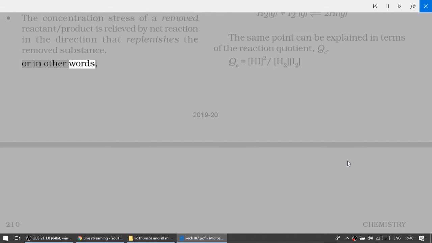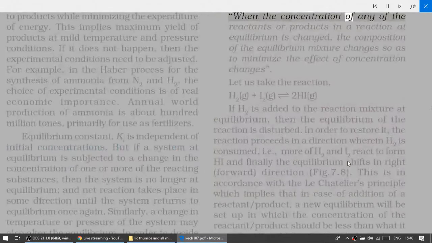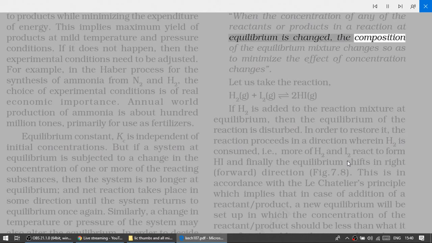Or in other words, when the concentration of any of the reactants or products in a reaction at equilibrium is changed, the composition of the equilibrium mixture changes so as to minimize the effect of concentration changes.